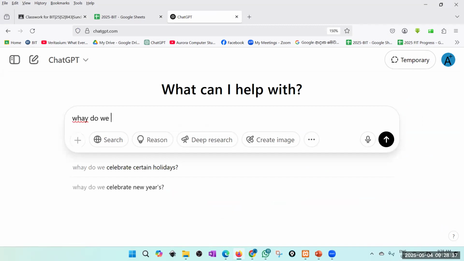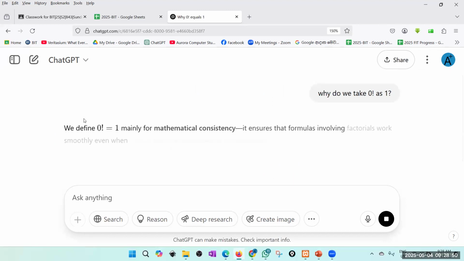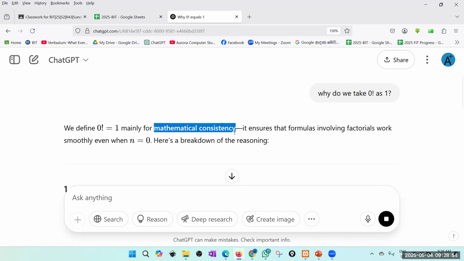Why do we take factorial 0 as 1? Right, you can see mathematical consistency.